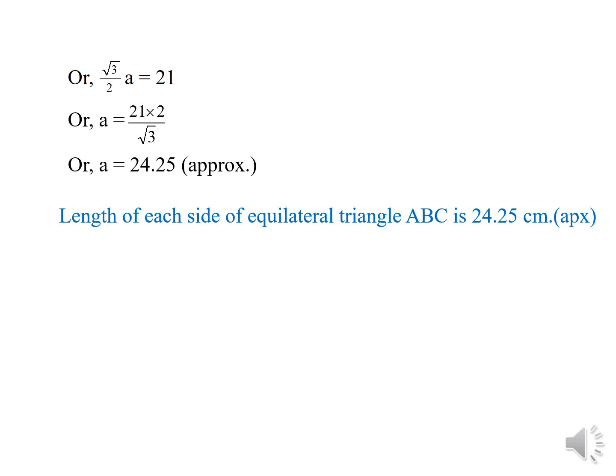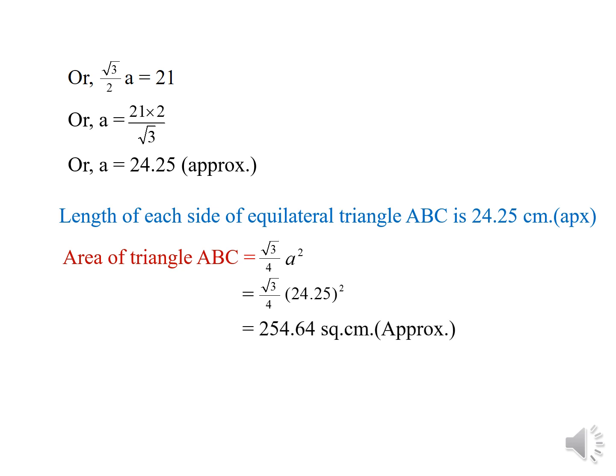We consider a, so it becomes 24.25 centimeter approximately, and the area of the triangle ABC is equal to the formula root 3 by 4 a square. By putting the value of a, root 3 by 4 into 24.25 whole square, and then finally the area becomes 254.64 square centimeter approximately.